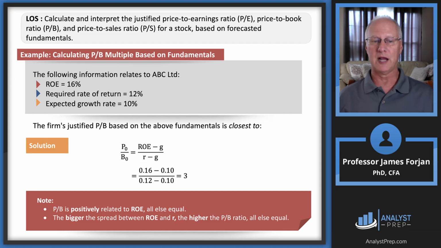A couple of notes down at the bottom. That price to book is probably positively related to return on equity, and that should make perfect sense. And then the bigger the spread between the return on equity and the required return, that's going to result in a higher price to book ratio.